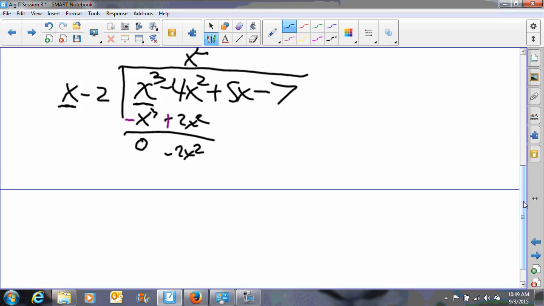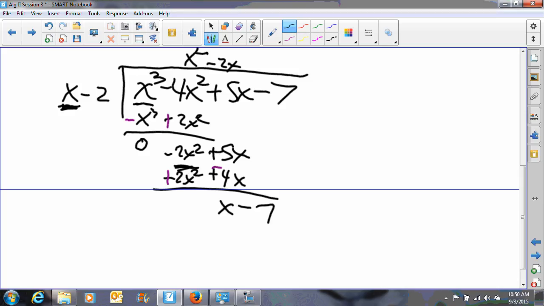And now we bring down the next term, 5x, and we look at, again, the x and the negative 2x squared, we get negative 2x. Negative 2x times negative 2 is positive 4x, and negative 2x times x is negative 2x squared. Again, we're going to make one mark on each term in the polynomial we're trying to subtract, and then we add. We get x minus 7.